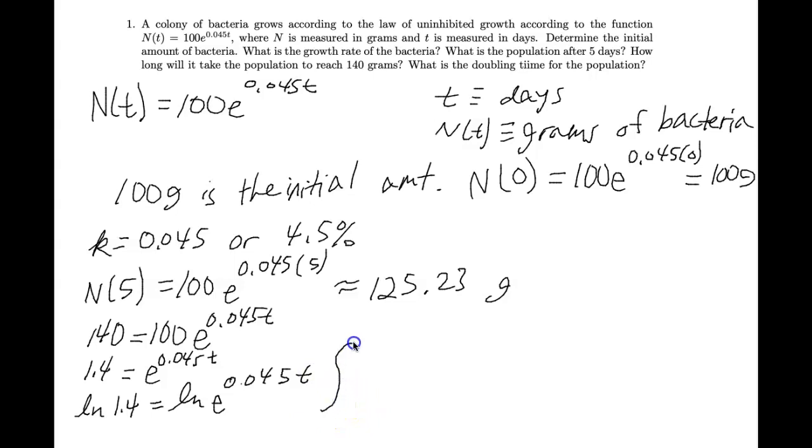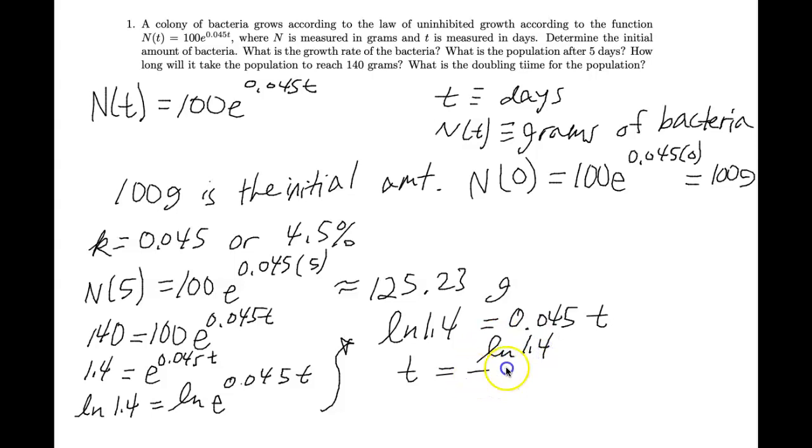And let's see if we can bring our work over here. So this means we'll have natural log 1.4 equals the 0.045t comes down as a factor, and natural log of e is 1. So we have 0.045t, and to solve for t, we need to divide both sides by 0.045. And we'll get approximately 7.477 days.